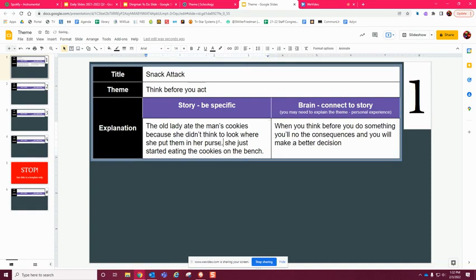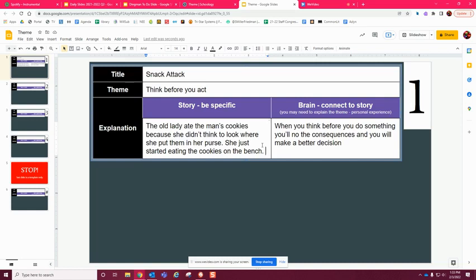Okay, first of all, we're going to put a period there. She just started eating the cookies on the bench. All right, so I feel like we need to add some more detail to this, because if I had never seen this little story about Snack Attack, I would have some questions.